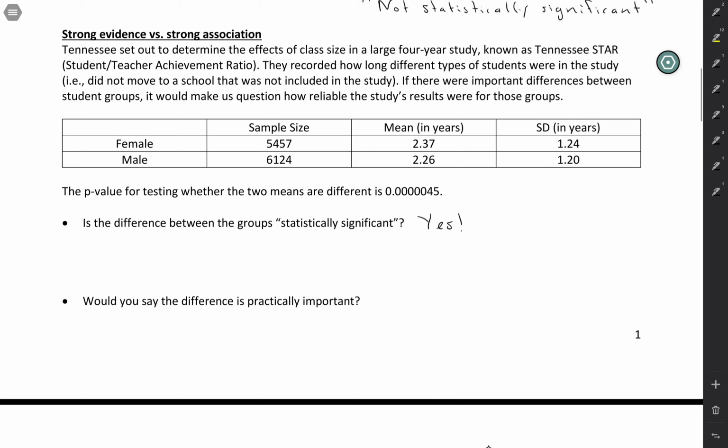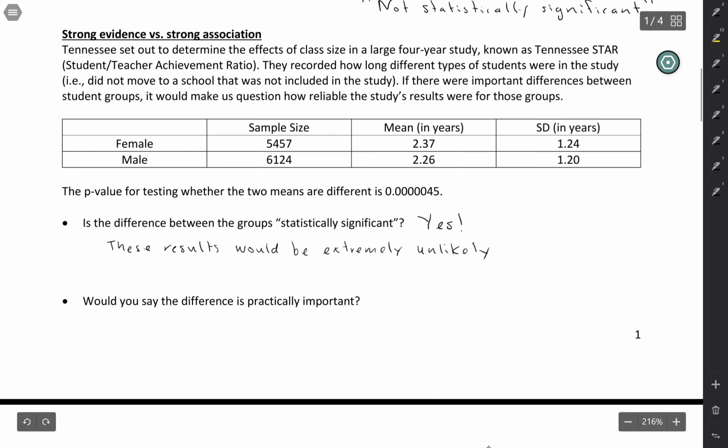So what does that actually mean? If we think back to the interpretation of the p-value, that's telling us that these results would be extremely unlikely to occur by chance alone, right? It doesn't seem like this is a fluke.